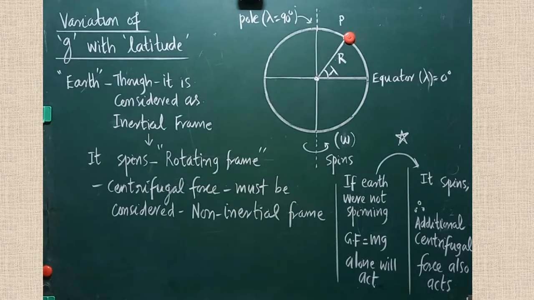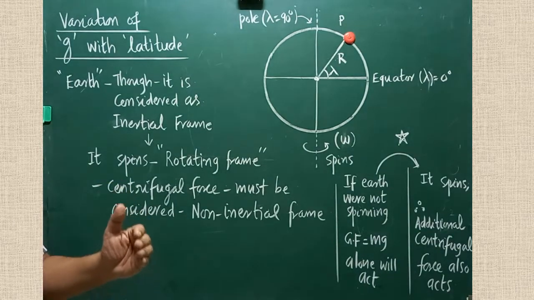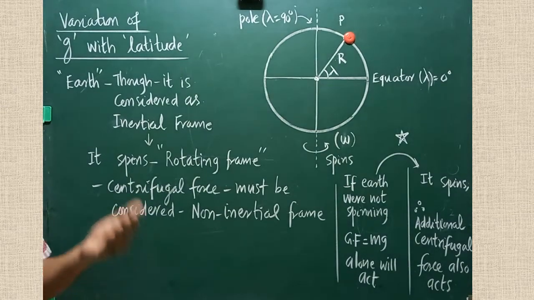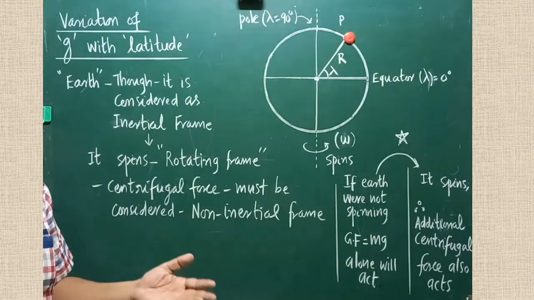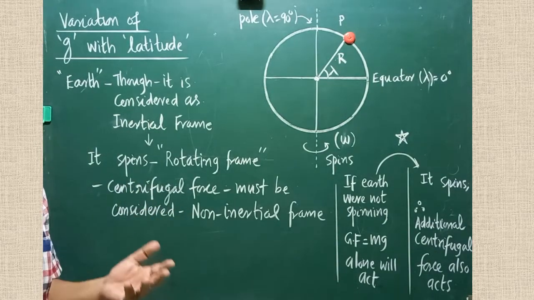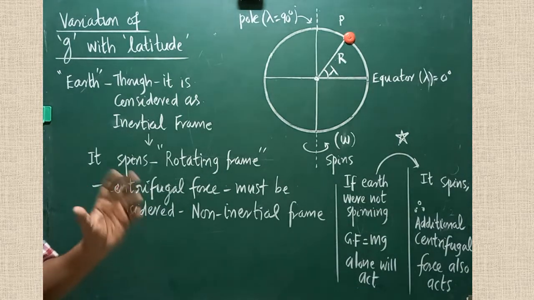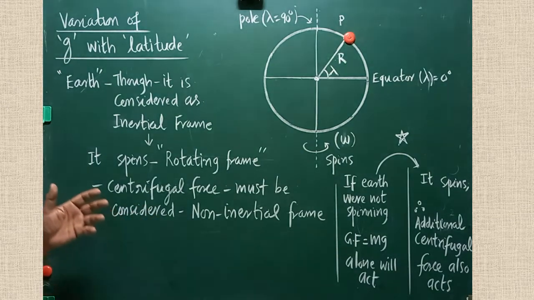Already in the previous chapters, we have learnt that there are two kinds of frames of reference. One is called inertial frame of reference and another is called non-inertial frame of reference. In an inertial frame of reference, the Newton laws are obeyed. Are you clear? But in a non-inertial frame of reference, the Newton laws are not obeyed. In general, all rotating frames are non-inertial frames, that you should know.